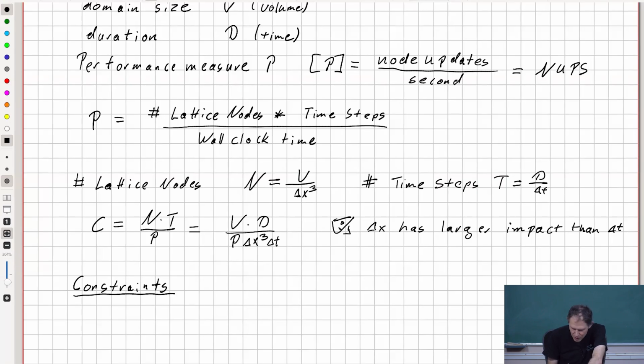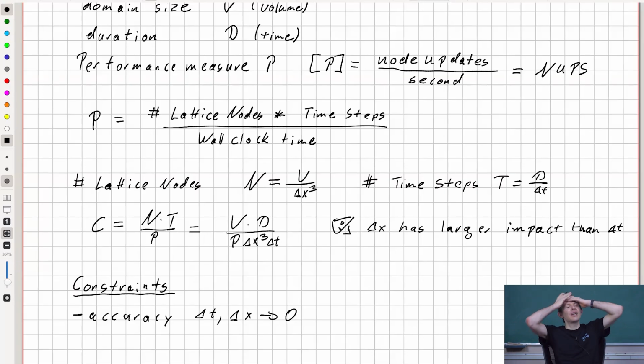So what are our constraints? Obviously, accuracy is our constraint. And that's actually worse than it looks like. So we need these things to go to zero. Okay, so talking about accuracy.